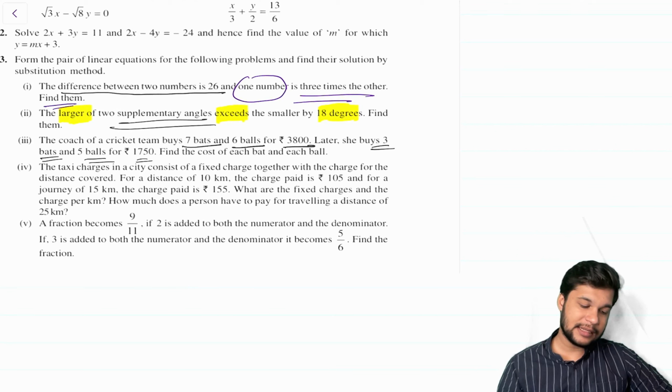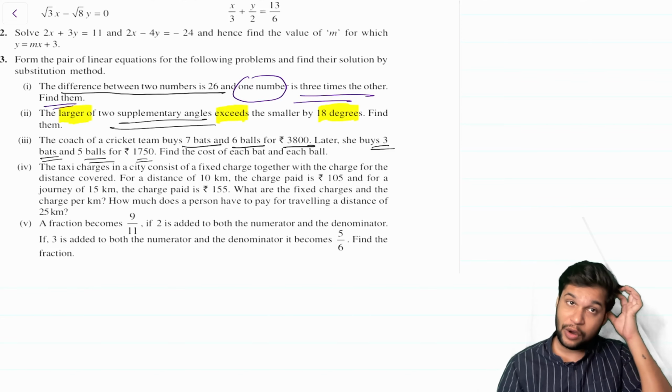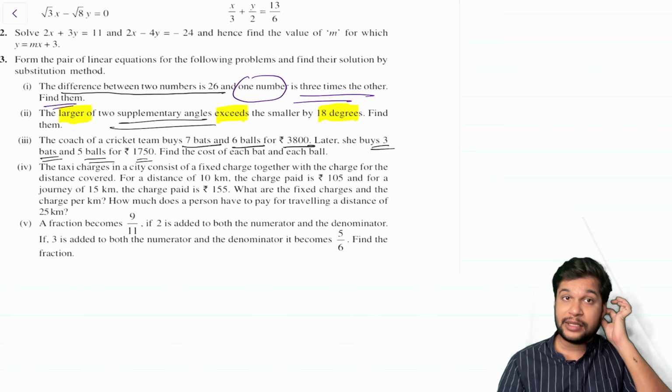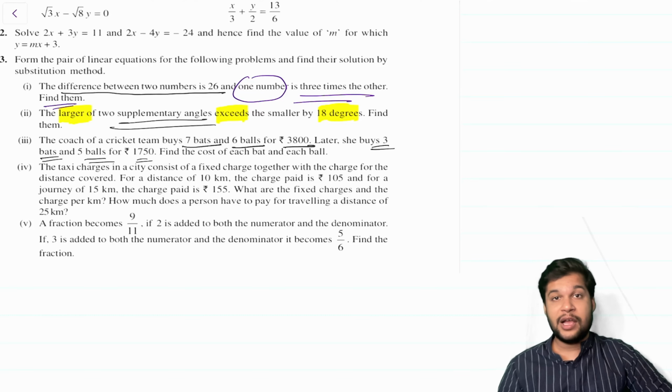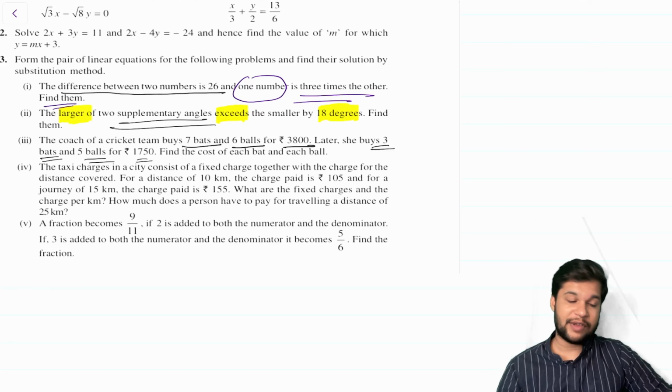Taxi charges in a city consist of a fixed charge together with the charge for the distance covered. For a distance of 10 km, the charge paid is 105, and for a journey of 15 km, the charge paid is rupees 155. What are the fixed charges and the charges per kilometer? How much does a person have to pay for traveling a distance of 25 km?